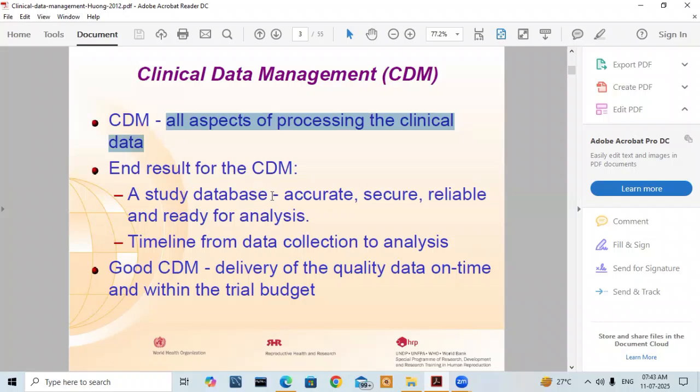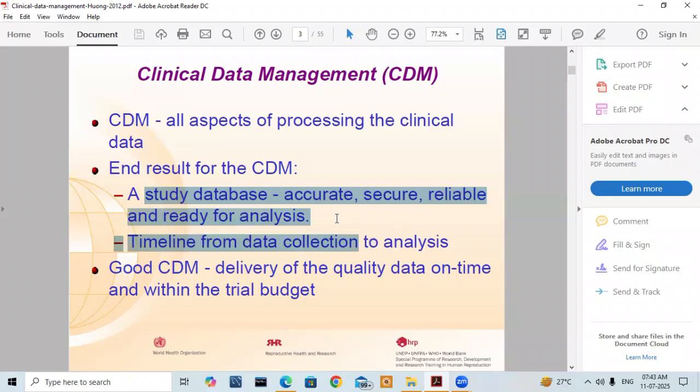See, the aim of clinical data management is nothing but we want a study database that should be accurate, that should be secure, that should be reliable, and ready for the analysis. So this is the main purpose. First of all, we want a database that is accurate, that stores the information accurately. Whenever we are storing the information, we are storing it in a database. Database is nothing but the storehouse. The storehouse of the data is known as a database.